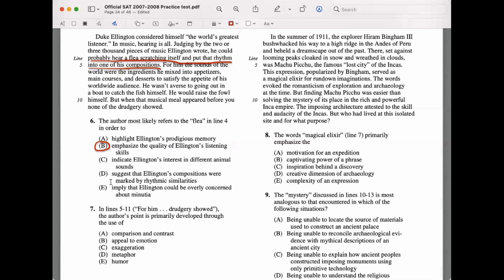It doesn't have to do with memory. We're not discussing memory, so A is not correct. It doesn't have to do with his interest in animal sounds, so C is not correct. This example is not about rhythmic similarities in Ellington's music, so D doesn't make sense. And this is not about Ellington's concern with minutiae. In fact, this is an exaggeration that the author of the obituary probably brings up to indicate Ellington's skill.